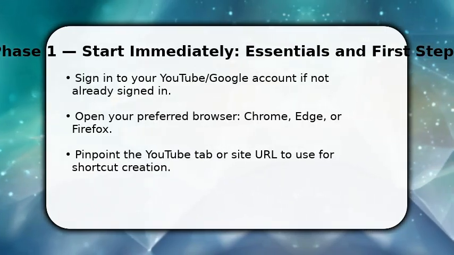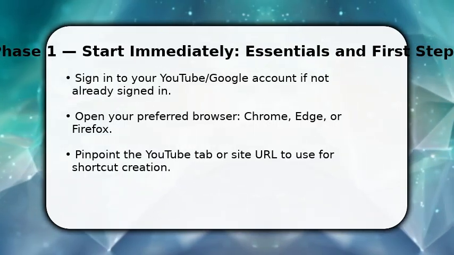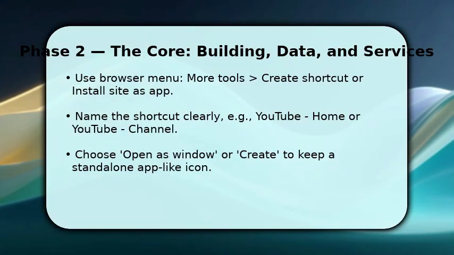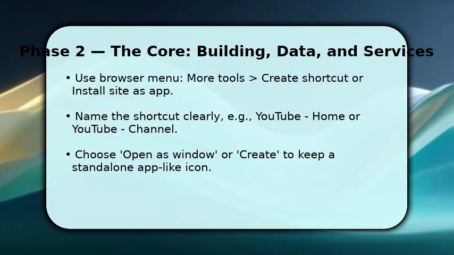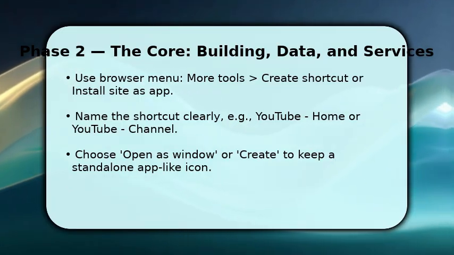This step matters because the browser will save that exact URL and site state when creating the shortcut, so double-check now before moving to create it. Now create the shortcut through the browser. In Chrome, go to More Tools, Create Shortcut, or use Install Site as App in Edge.